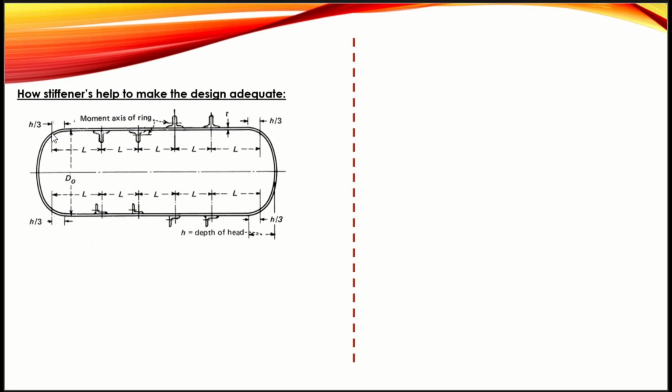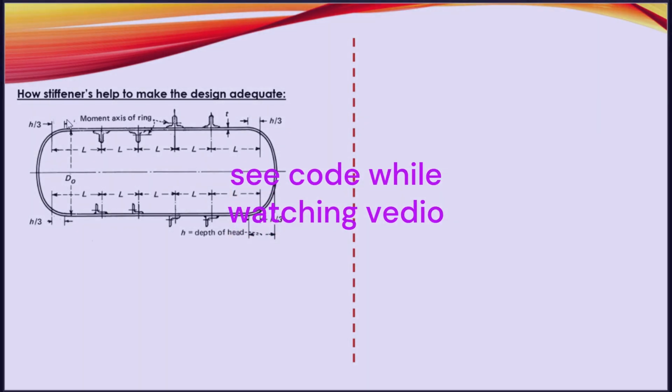Here you can see, before this, there are no stiffener rings, right? In that case, our L is from here to here. Now I divided the unsupported length into equal parts by adding the stiffener rings. So you can see here, here also. So I hope you understand my point.